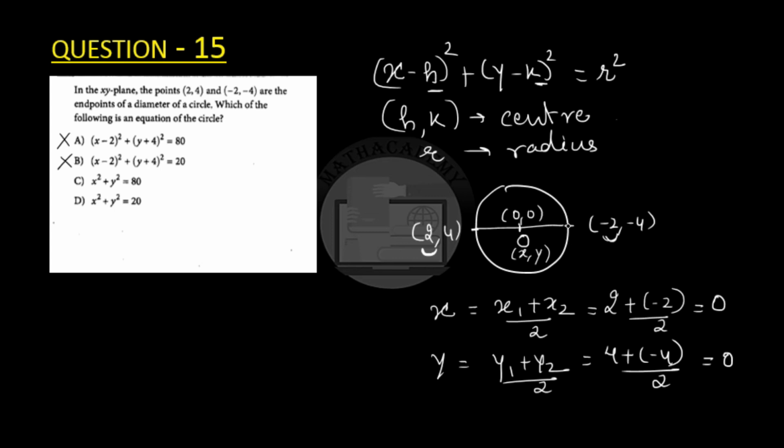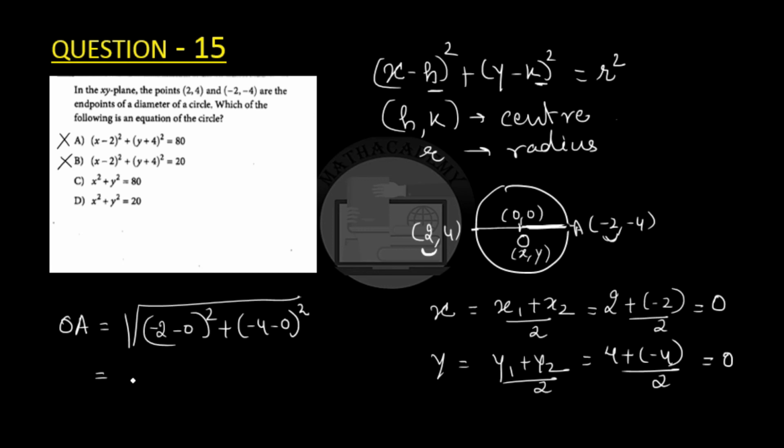To find out the radius, you can quickly apply the distance formula here. O to say point A. So OA will be equal to square root of, we know, x2 minus x1 whole square plus y2 minus y1 whole square. This is the distance formula. On simplification, we get this as square root of 20, and this is our r. So r square should be 20, and that choice is choice D. So our answer is D.